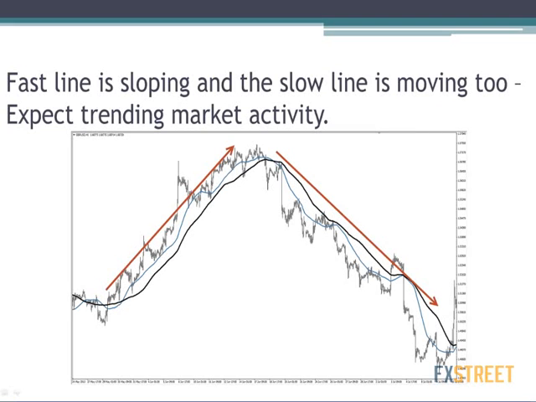Next I'm going to show you some examples of when the fast line is sloping and the slow line is on the move as well. And so we can expect a trending market. When we anticipate the phase of the market being a trending phase, if you're a range trader, you would not have anything to do with this chart. You would say, okay, I'm done with this chart and I'm going to go to some other instrument that's ranging. If you're a trend trader, then you might be looking for trend continuation opportunities, or for retracement, counter trend trade opportunities.